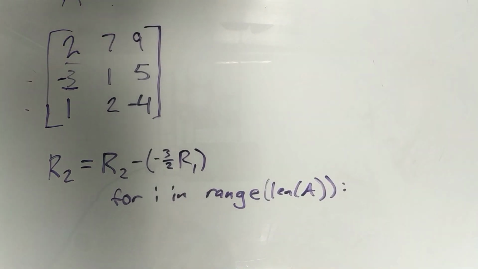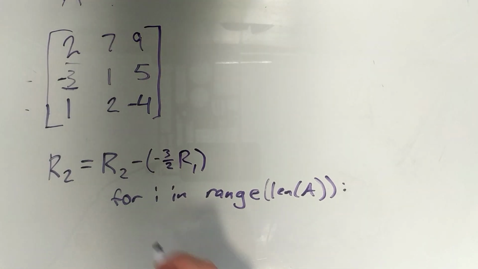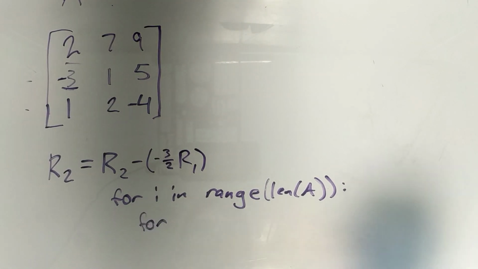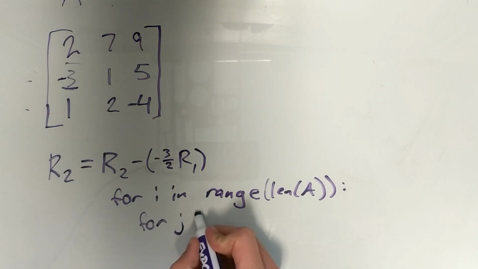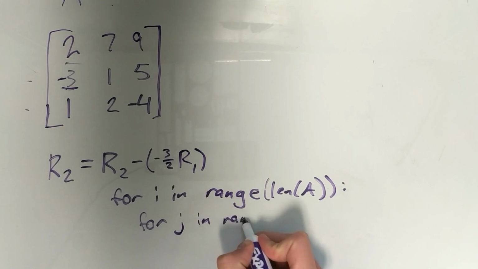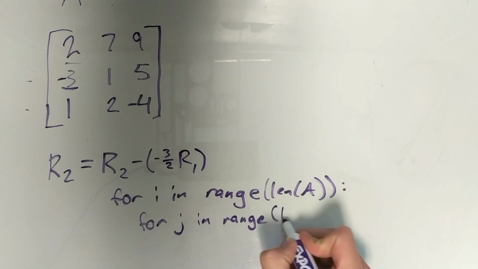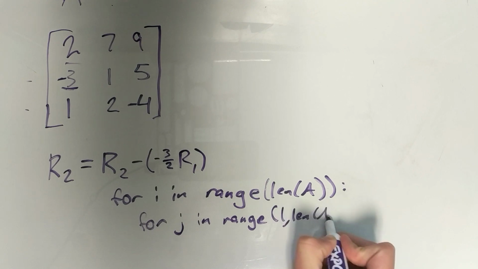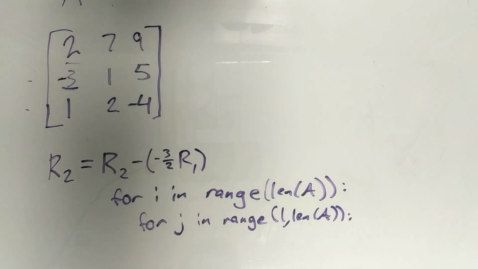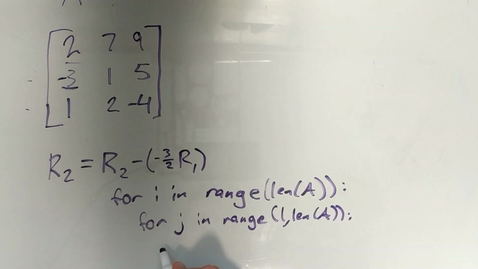Assuming this is a square matrix, which it should be. Yep. And so then we'll set up another for loop to do what our old for loop did. And for J in range, and again, we went 1 to the length of A. And again, very, very similar.